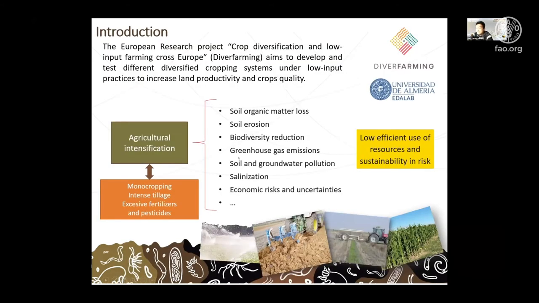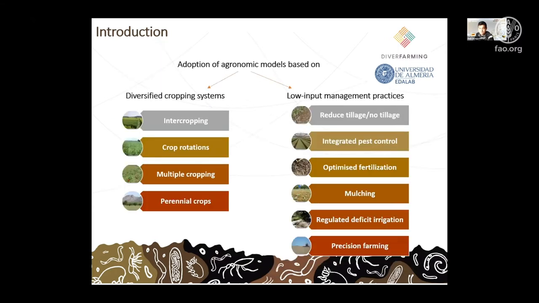The European research project Diver Farming aims to develop and test different diversified cropping systems under low input practices to increase land productivity and crop quality. In general terms, intensification of agriculture has led to monoculture systems, intense tillage, and an excessive use of pesticides and inputs for fertilization. This provokes serious problems such as loss of organic material, soil erosion, loss of biodiversity, etc. The final results are a low efficient use of natural resources, and the sustainability of the agro-system is at risk. So that's why it is of great interest to adopt agronomic models based on diversified cropping systems.